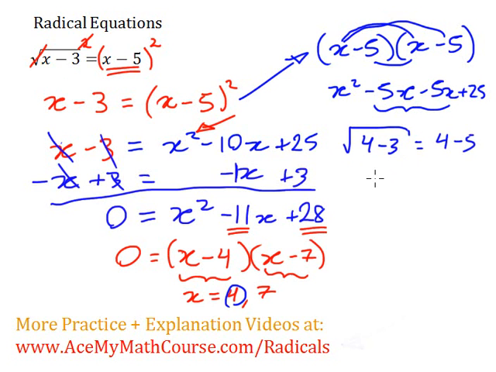But let's move on. So 4 minus 3 is 1. 4 minus 5 is negative 1. So the square root of 1 is 1 equals negative 1. Incorrect. That doesn't work out. So 4 is an extraneous solution. We need to reject it. Oh, poor 4.